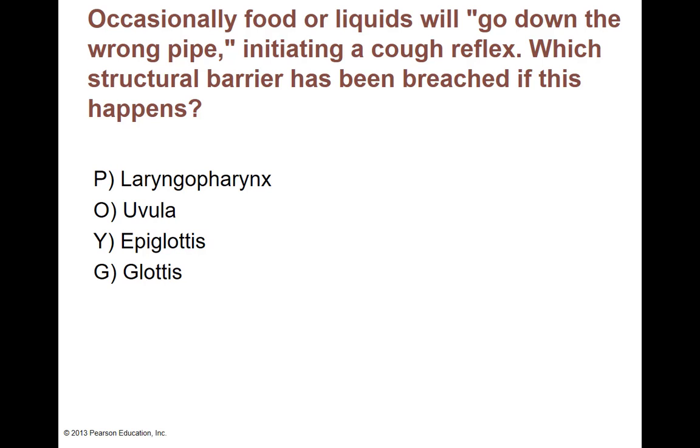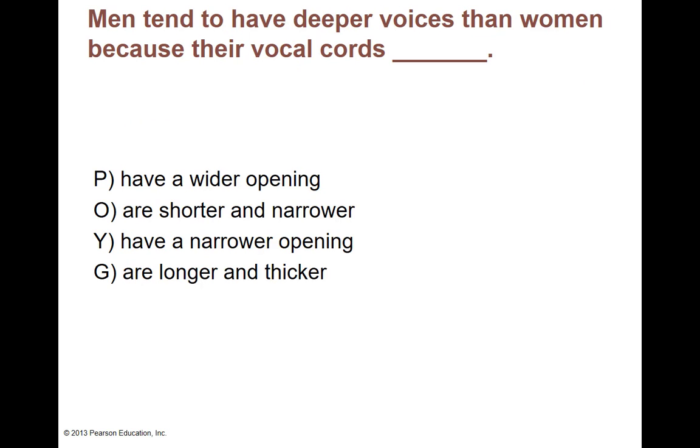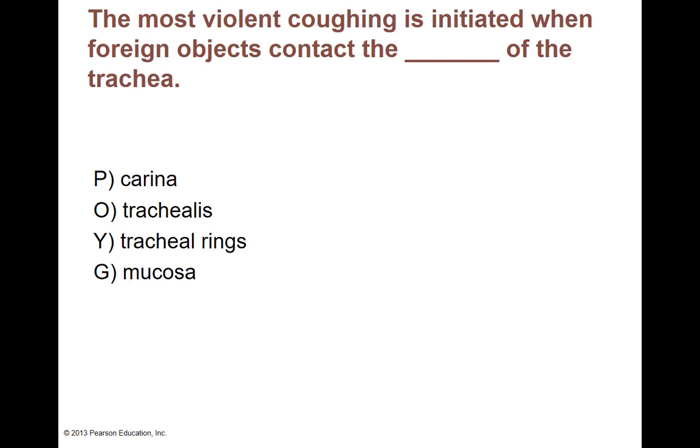Occasionally, food or liquids go down the wrong pipe. What is the structural barrier that initiates a cough reflex? It's the epiglottis, which wasn't working correctly. Men tend to have deeper voices than women because their vocal cords are longer and thicker. The most violent coughing is initiated when foreign objects come in contact with the carina of the trachea, the little nubbin inside the bottom of the trachea.